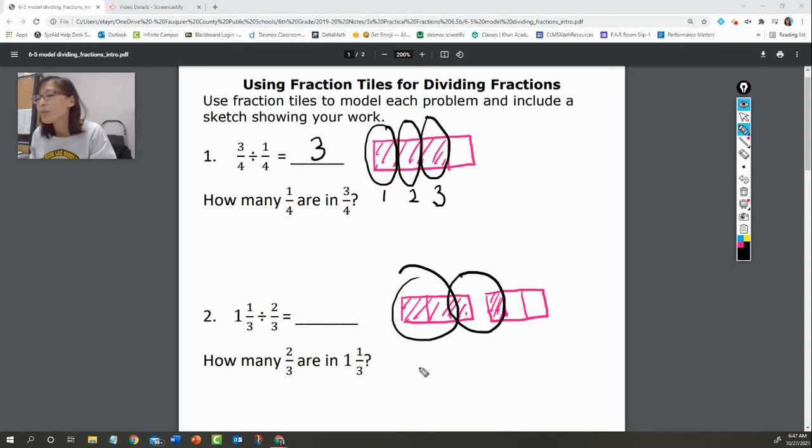So how many groups do I get? I have not just 1, but 2 groups. So my final answer is 2. How many 2/3 can fit into 1 and 1/3? 2. Let's look at the next example.